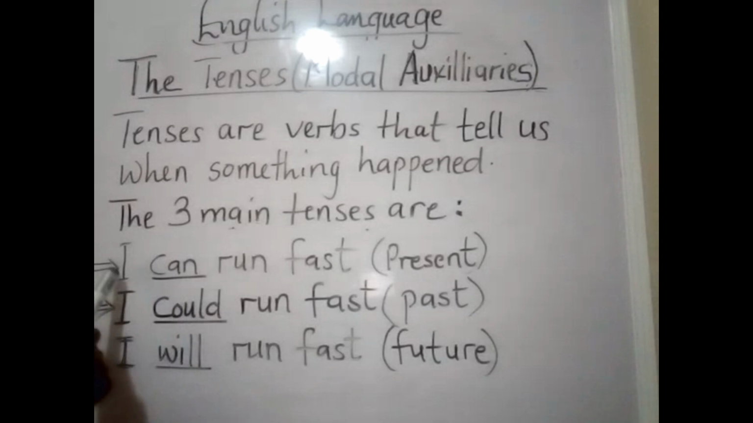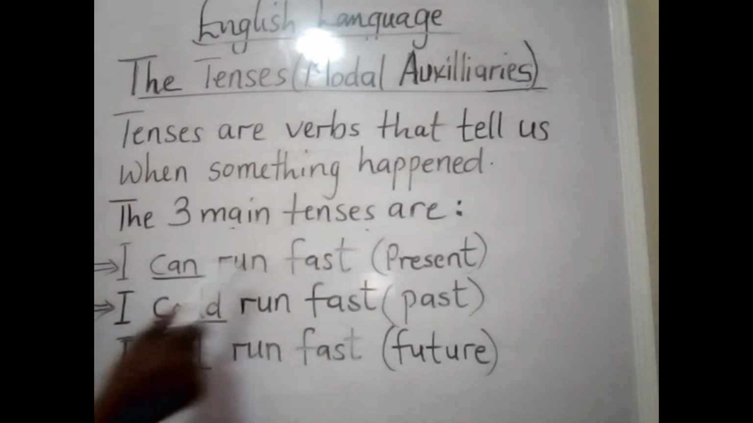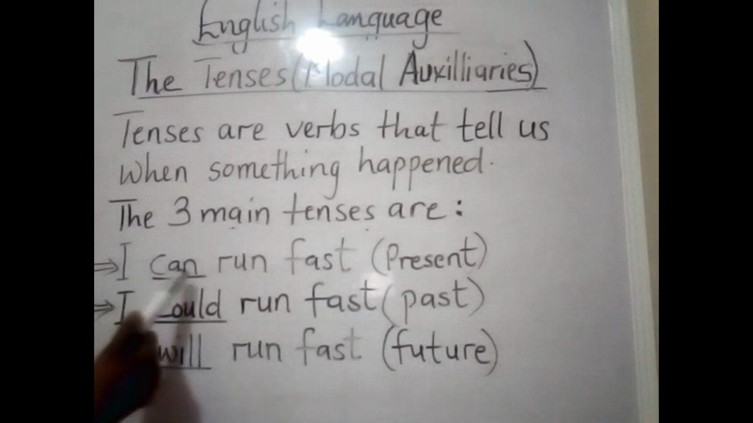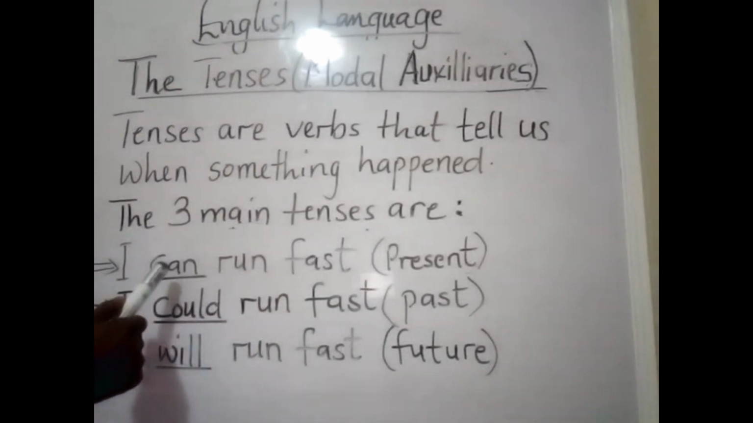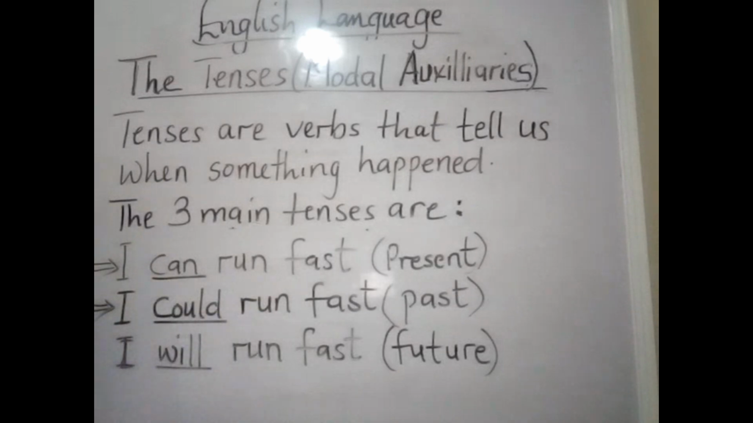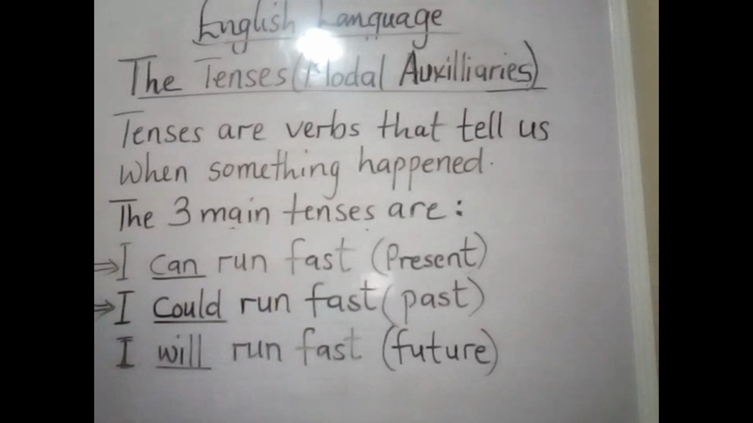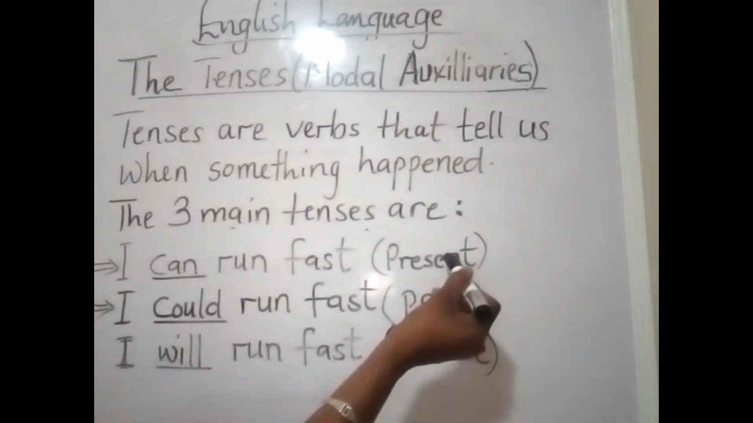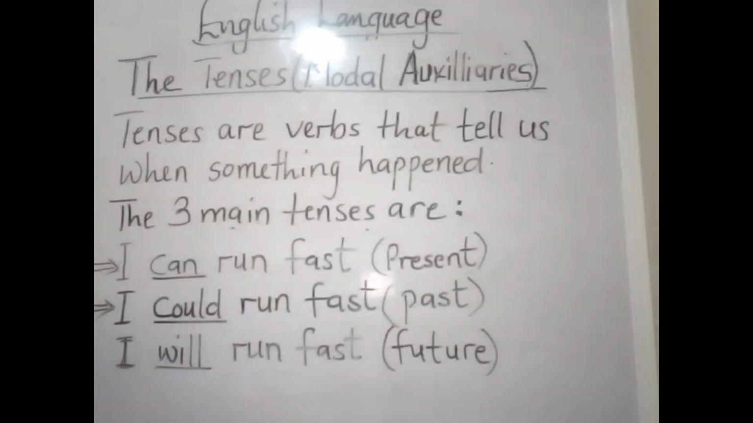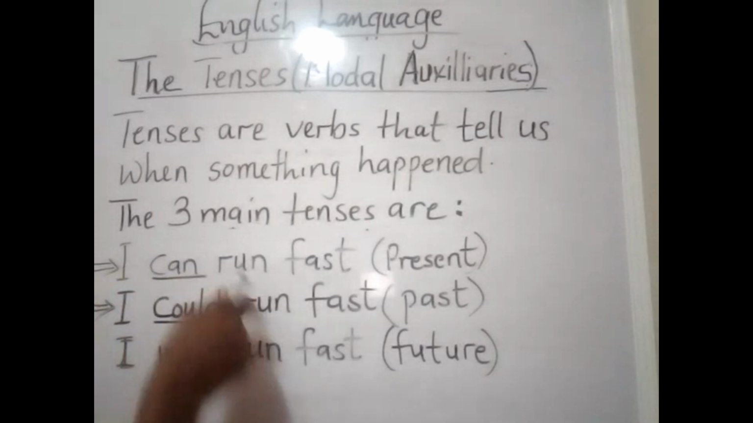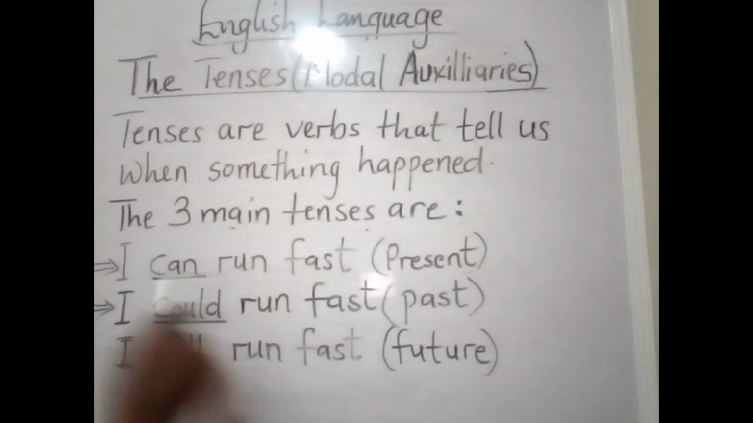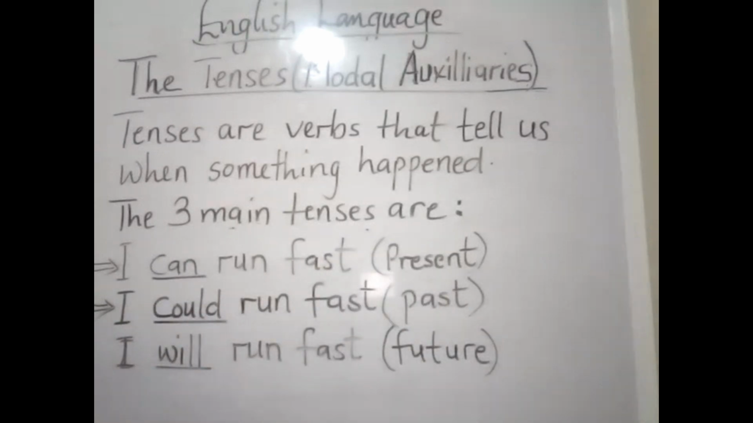So here are some examples. I can run fast. Now there is an auxiliary verb here, can, and it suggests ability, which is part of what we looked at last week. But in this case, we are looking at how it suggests the time of the occurrence of the event, and it indicates something in the present. I can run is in the present. It's an ability, but it also shows that this speaker can do it even now. I can run fast.